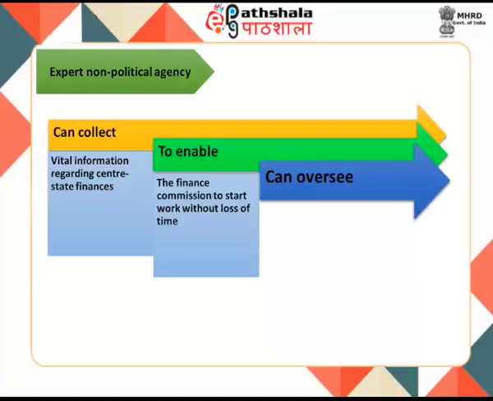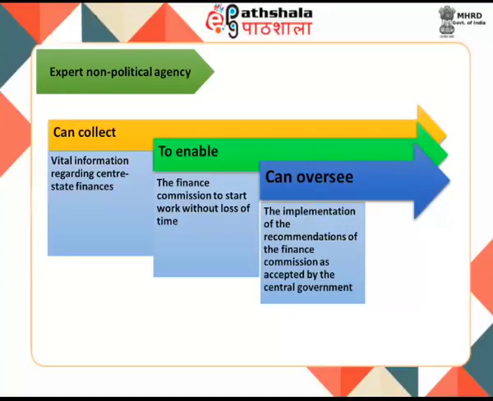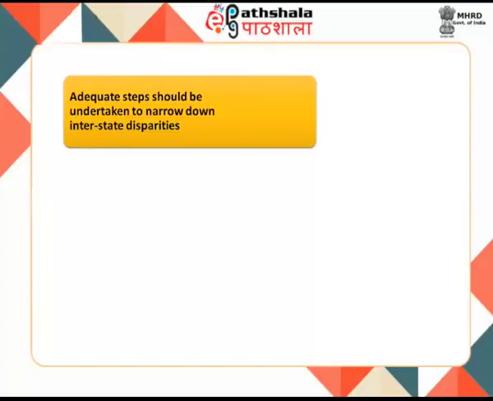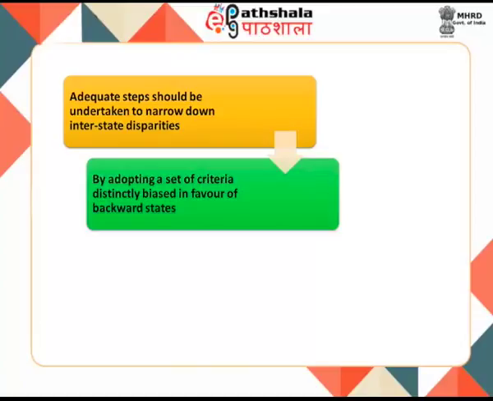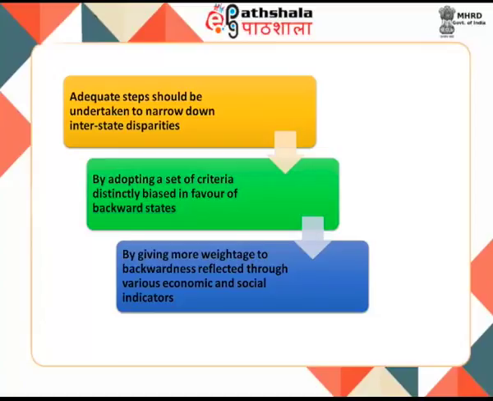It can also oversee the implementation of the recommendations of the Finance Commission as accepted by the central government. Adequate steps should be undertaken to narrow down interstate disparities by adopting a set of criteria distinctly biased in favor of backward states, by giving more weightage to backwardness reflected through various economic and social indicators like per capita income, level of literacy, administrative services, hospitals, etc.